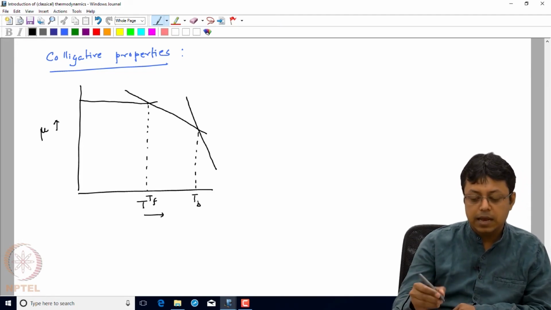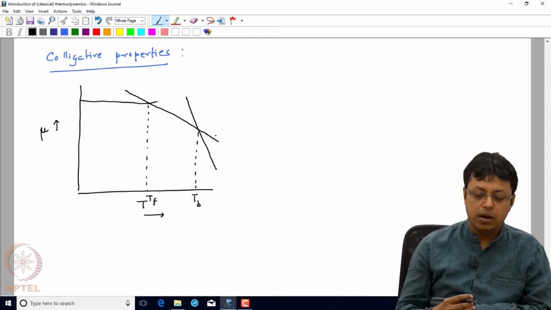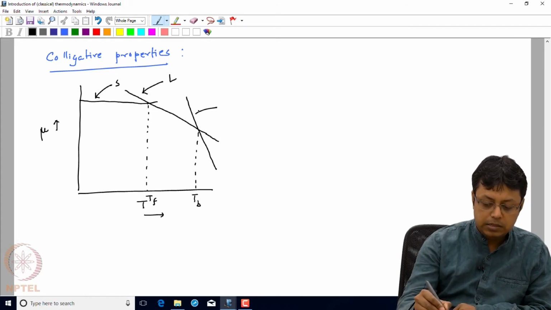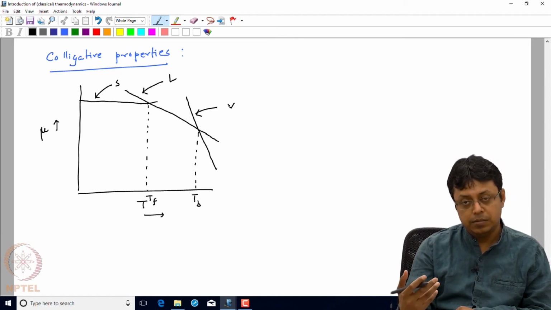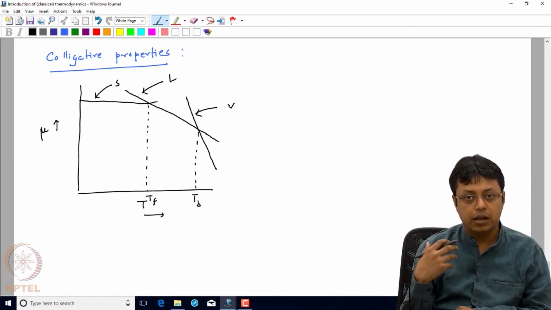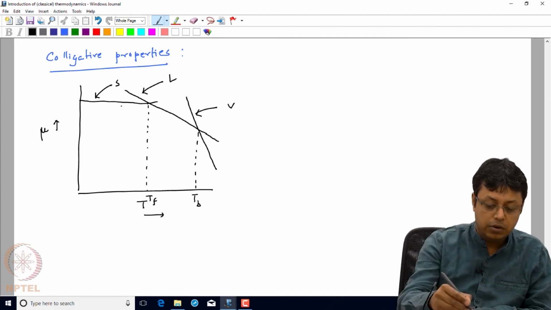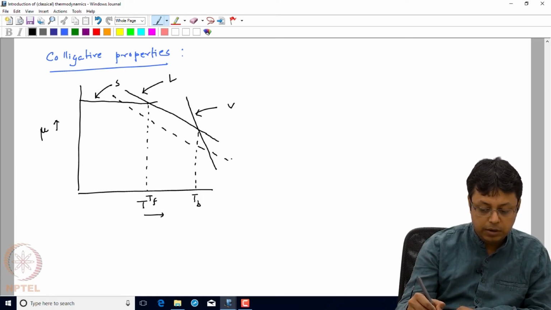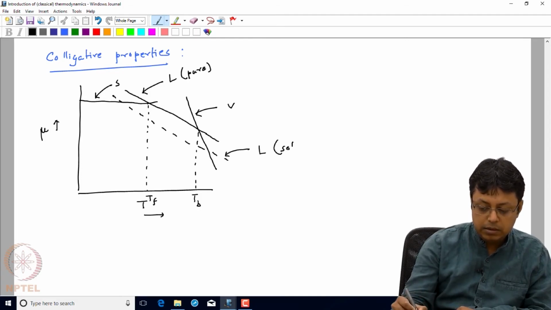Now, suppose this is for a pure liquid, let's say water. Now, suppose if we add salt into water, what will happen? So this is for solid, this is for liquid, and this is for vapor. Now, this is for pure water again. Now, if I add some amount of salt into the liquid water, what will happen? The chemical potential due to a new constituent will actually decrease in solution. So the new curve will lie somewhere here, new curve for the liquid. So this is for liquid pure, and this is liquid in solution.